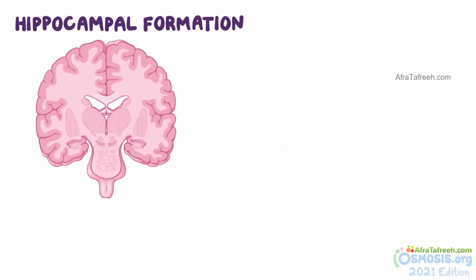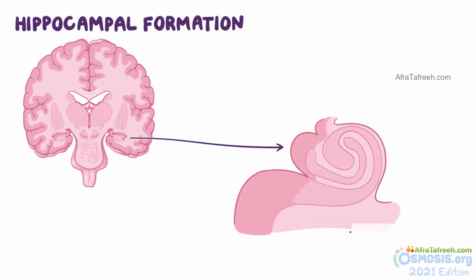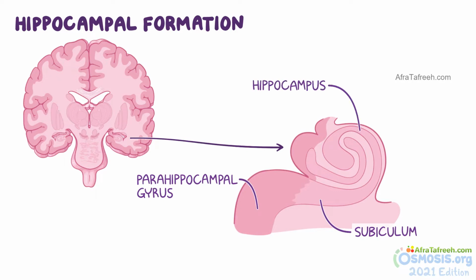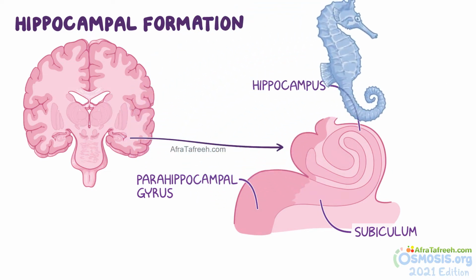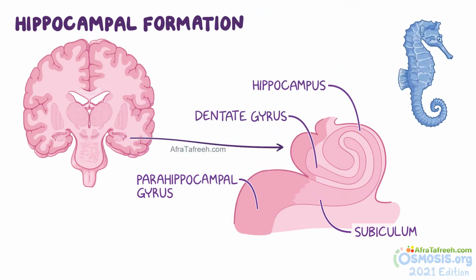The most inferior part of the hippocampal formation is the subiculum, and it is continuous caudally with the parahippocampal gyrus. The hippocampus, meaning seahorse in Latin, is so named as its contours resemble the shape of a seahorse. The dentate gyrus is contained within the hippocampus, just superior to the subiculum.